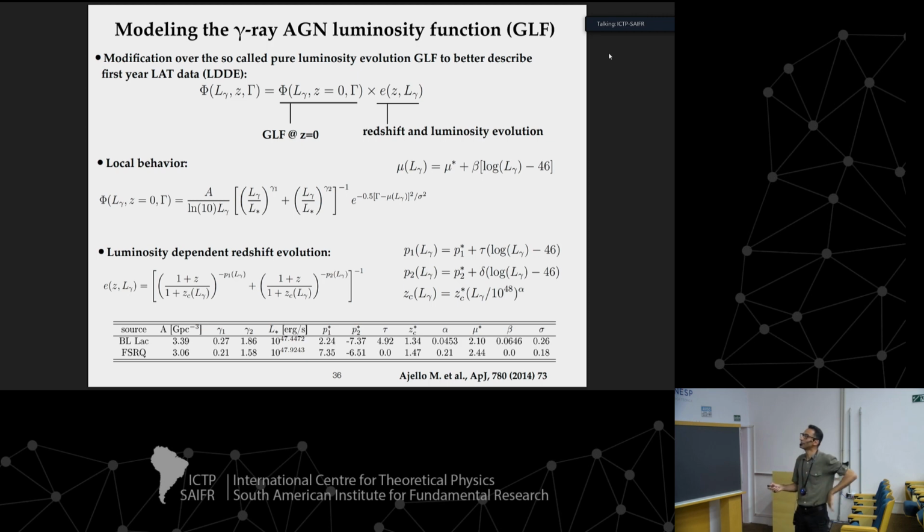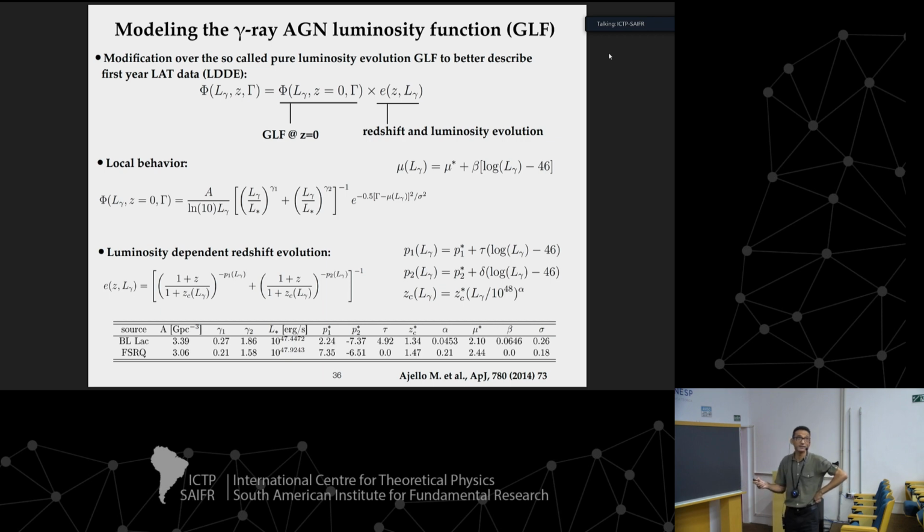This slide is pretty busy, sorry, but I'll go through it in detail. So here's an example of how you model this AGN luminosity function. That's what we call this PDF, the AGN luminosity function. Here's a given parametrization that was fitted to Fermi data, the first year of Fermi LAT. So they adopted a parametrization. In this case, the PDF also depends on an extra parameter, so not only on luminosity and redshift, but also on the spectral index, the intrinsic spectral index of the source.